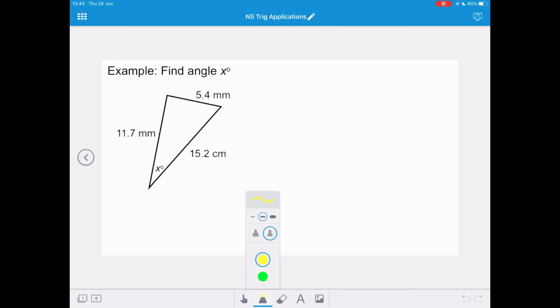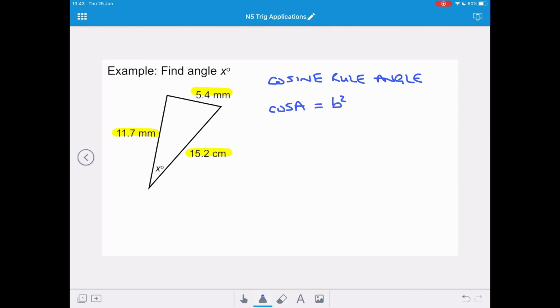Now our final example, we want to find angle x degrees. You can see this time we've been given 3 sides and we want to work out a missing angle. So that means we're going to use the cosine rule for a missing angle. From our Nat5 formula sheet, we know that this is the cosine of A equals b squared plus c squared minus a squared all over 2bc. So our x degrees is our angle A, and the side opposite is 5.4, so that's side a. It doesn't matter what b and c are.